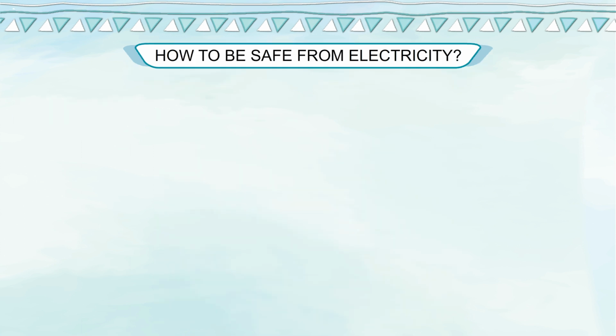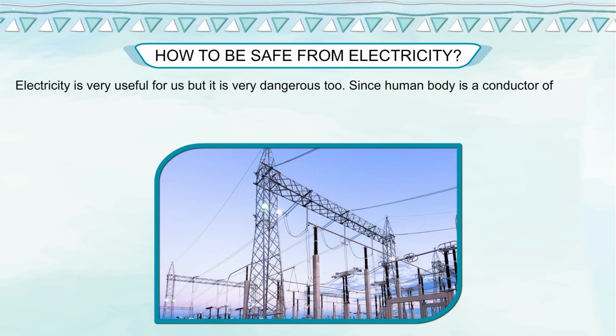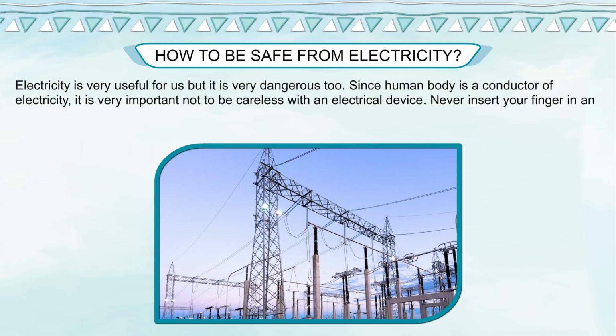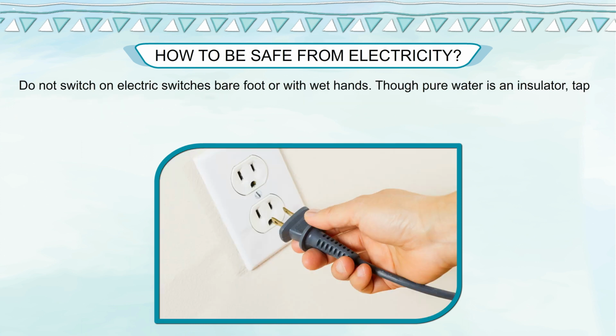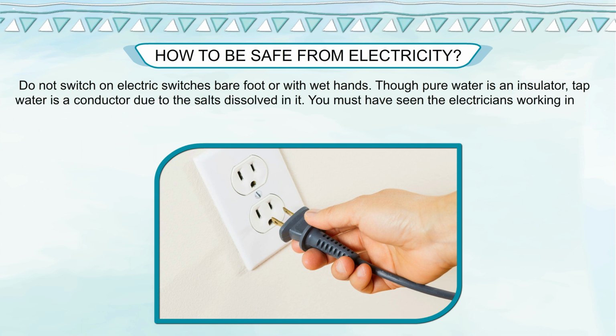How to be safe from electricity? Electricity is very useful for us, but it is very dangerous too. Since the human body is a conductor of electricity, it is very important not to be careless with an electrical device. Never insert your finger in an electrical socket. Do not switch on electric switches barefoot or with wet hands. Though pure water is an insulator, tap water is a conductor due to the salts dissolved in it.